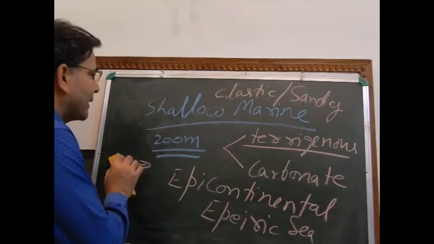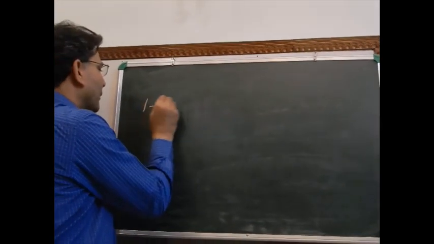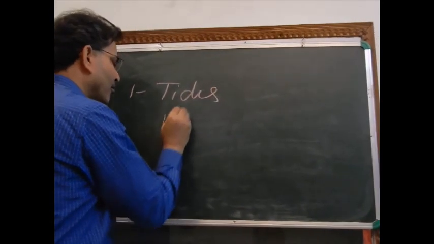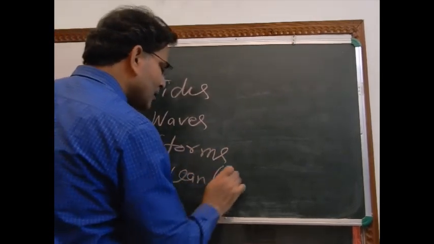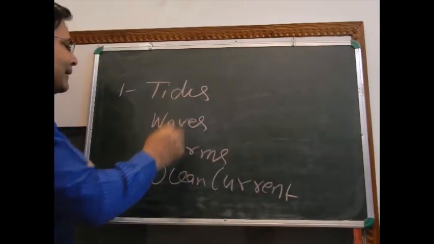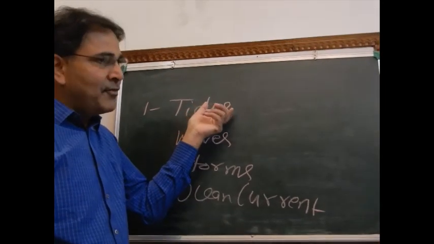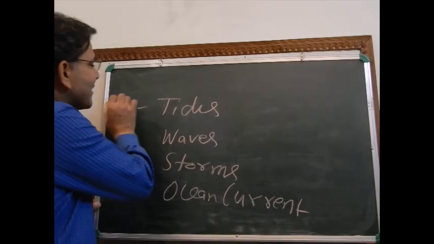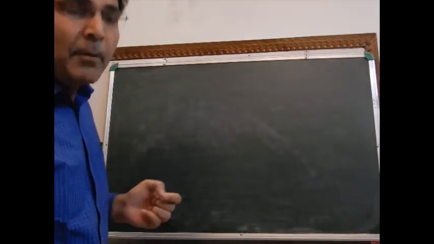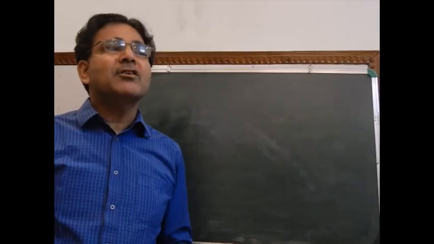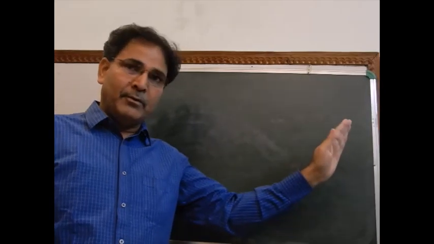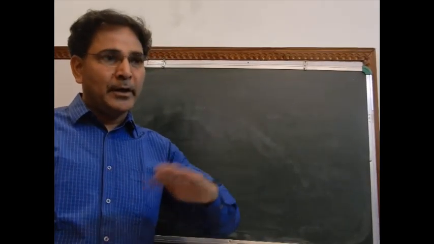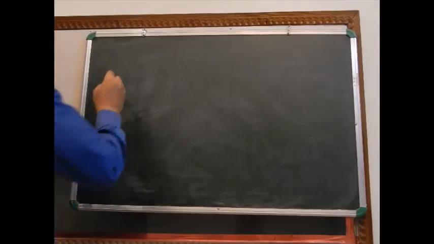And then what are the processes which operate in the shallow marine environment? The main processes are: number one, tides, then waves, then storms, and then ocean currents. These are the various processes which transport and deposit the sediments into the continental shelf or the shallow marine environment. I have already defined in one of my lectures that deposition is nothing but the incompetency of any process or any sedimentary environment or any surface process to further transport the sediments. If the process is not capable of transporting the sediments, that process will deposit the sediment. So the wave and storms.